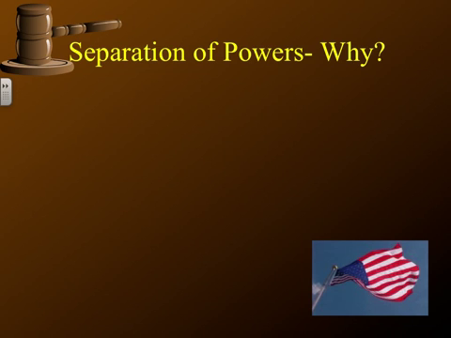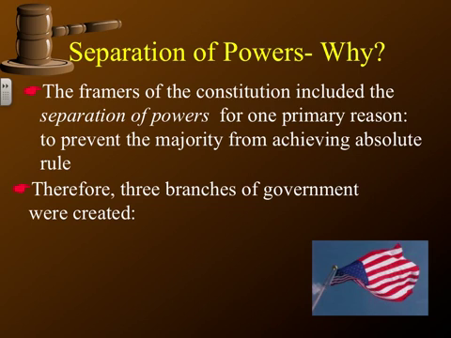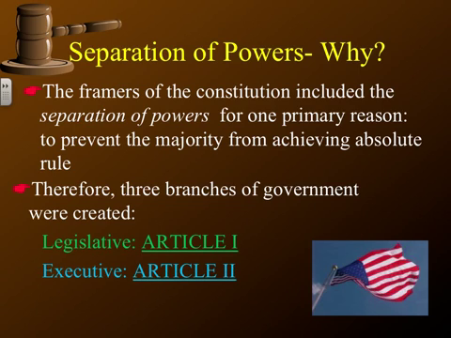So there's a reason the framers created the separation of powers. It was because they didn't want one person or branch or a majority of people to have what's called absolute rule. They didn't want a tyrant. They didn't want someone who was going to control everything. So what they did was they created 3 separate branches of government, which is known as separation of powers. The legislative branch is found in Article 1 of the Constitution. The executive branch is found in Article 2 of the Constitution, and the judicial branch is found in Article 3 of the Constitution.